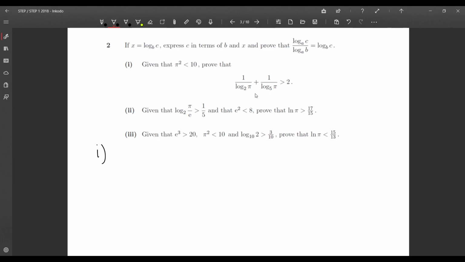Okay, I don't like the way they have these intermediate parts and then actual labeled parts. So if we express c and show that. Okay, so this is basically just showing the change of base formula for logarithms. So that shouldn't be too bad. So c is going to be b to the x.